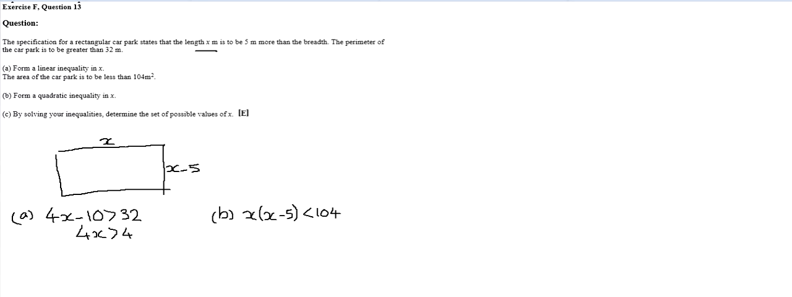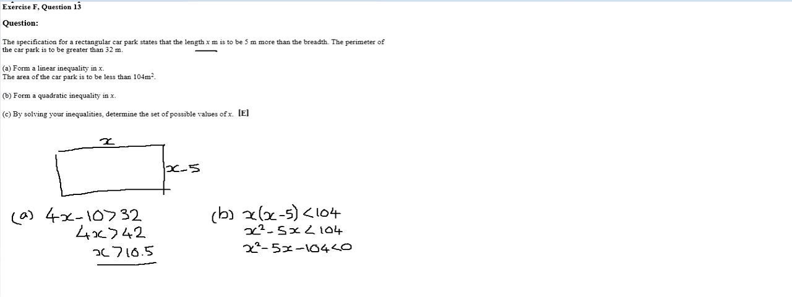So we've got 42 there, divide by 4. I know this isn't in the 4 times table, but halving it and halving it again is pretty easy. So I'm going to get 10.5 there. So x can be any value more than 10.5. Let's expand this. So x squared minus 5x is less than 104. We need to bring everything over to one side because it's a quadratic. So x squared minus 5x minus 104 is less than 0.